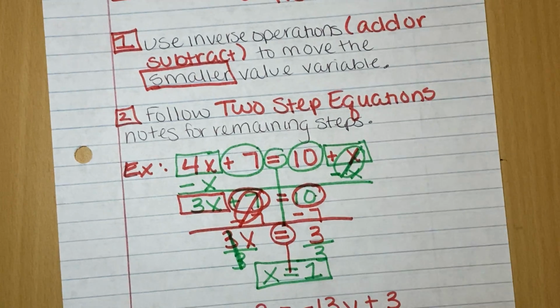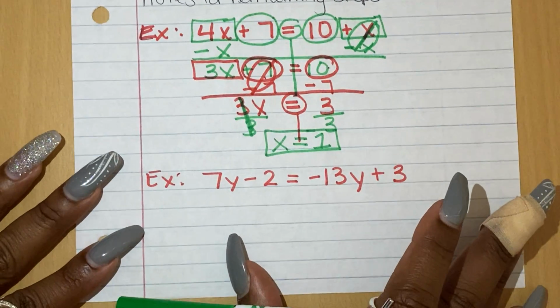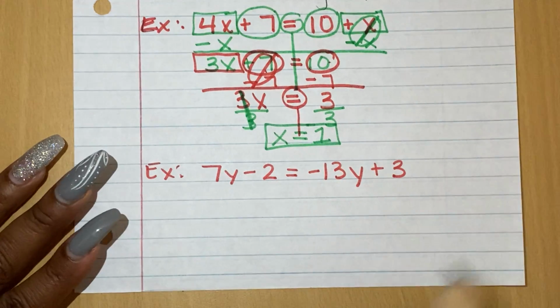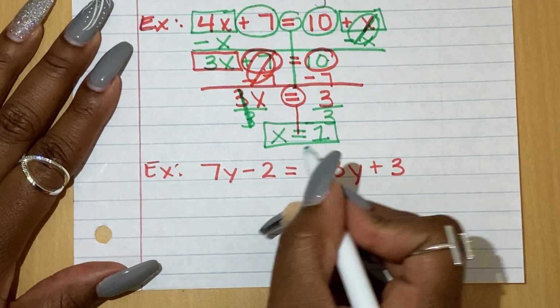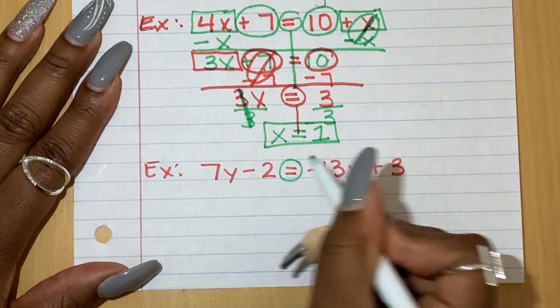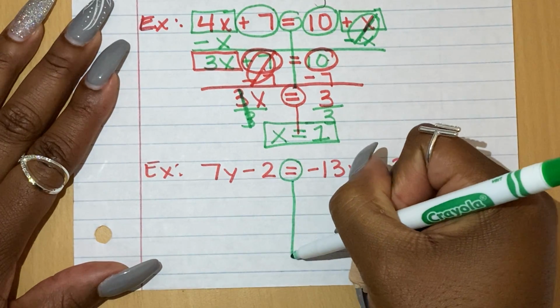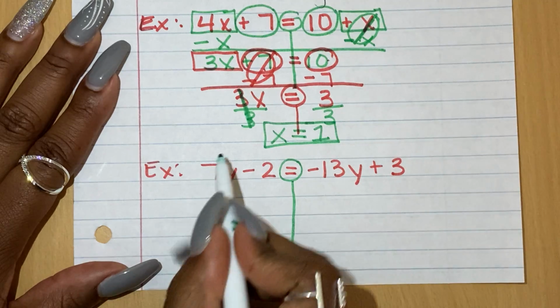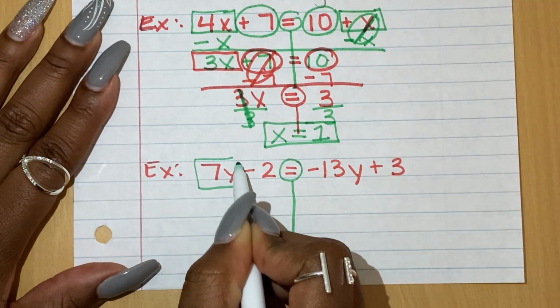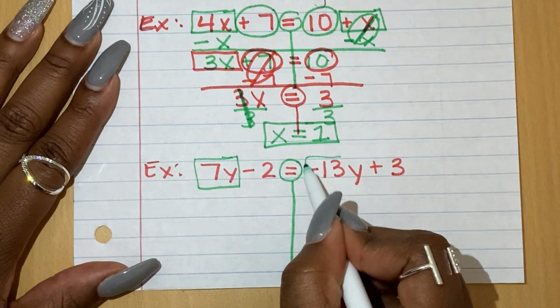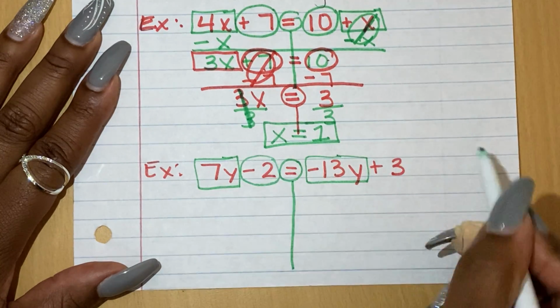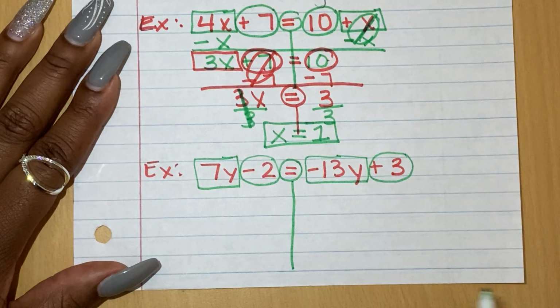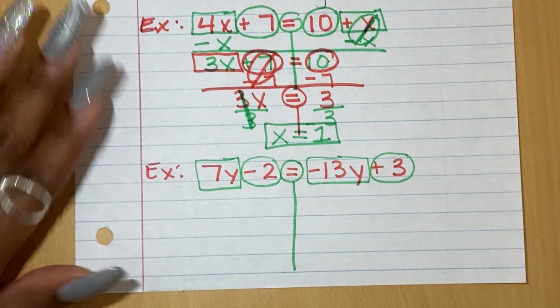Okay, let's try another one. I have 7y minus 2 equals negative 13y plus 3. Circle my equal sign. That way I can see both sides that I'm working on. I'm going to go through and find things that look alike. This has a variable. This has a variable. Here is a constant. There is a constant. Okay?